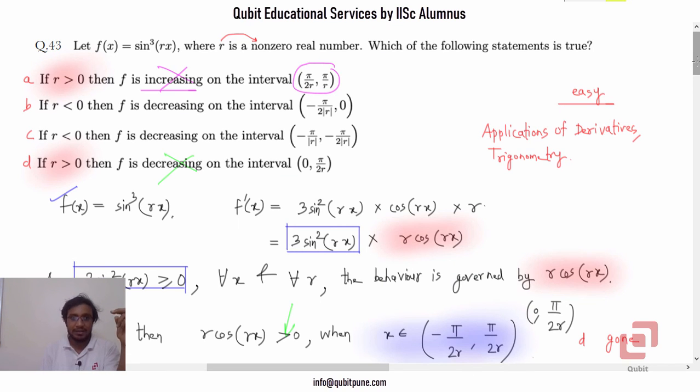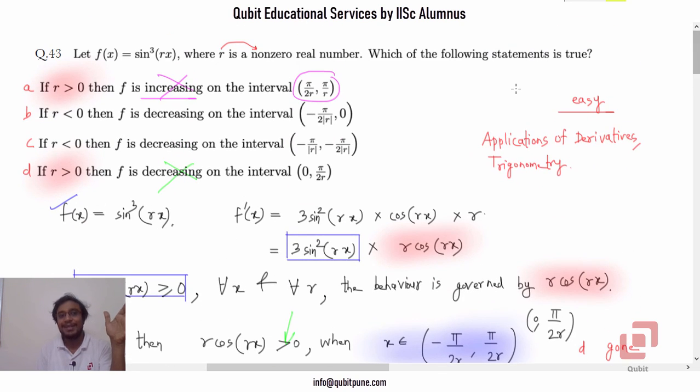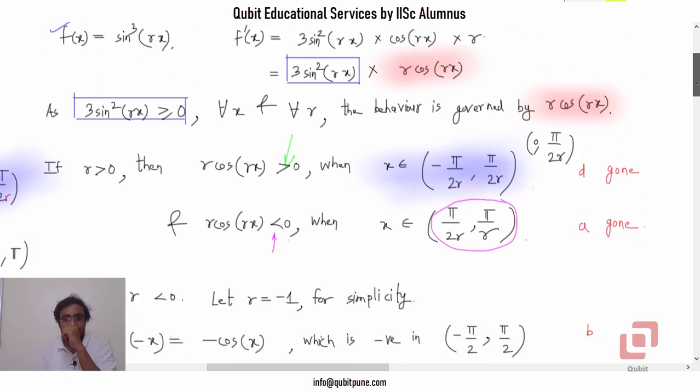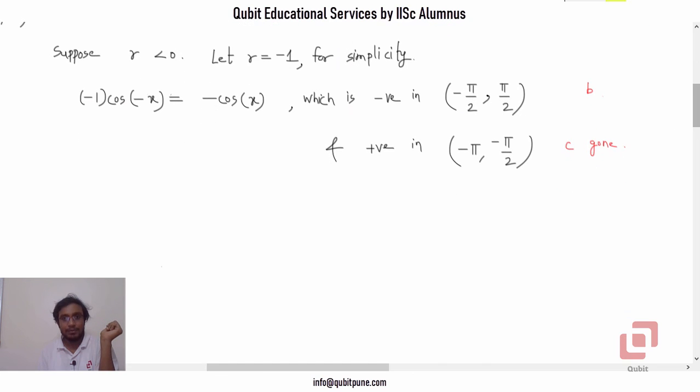Let's now decide whether it is B or C. Now we have r less than 0. So again I have taken a particular value. I have taken r to be negative 1 for simplicity. I could have also taken r to be equal to 1 for options A and D, but I wanted to tell you the shrinking and stretching kind of thing. So let's now decide whether it is B or C. Let's take r to be negative 1. Suppose r is negative 1 for simplicity.